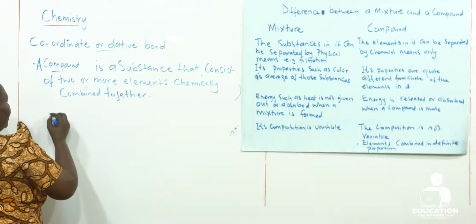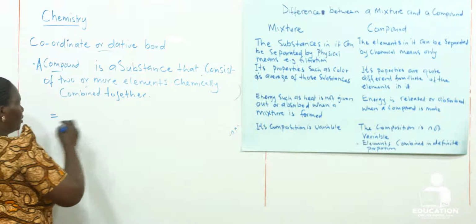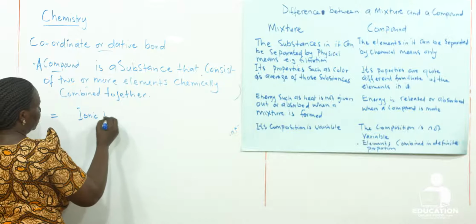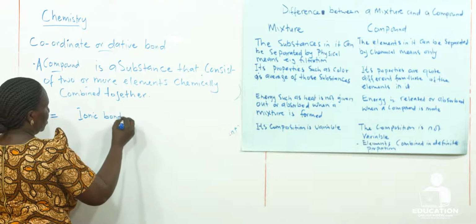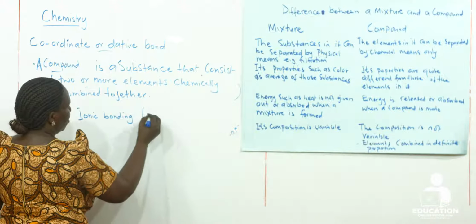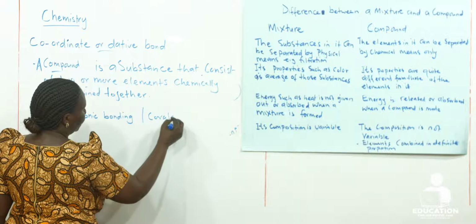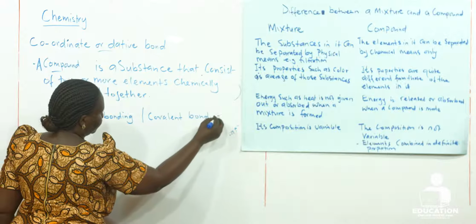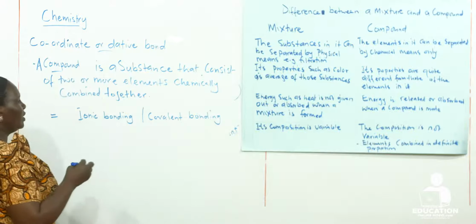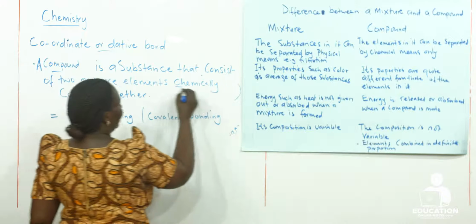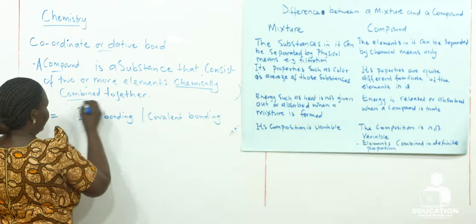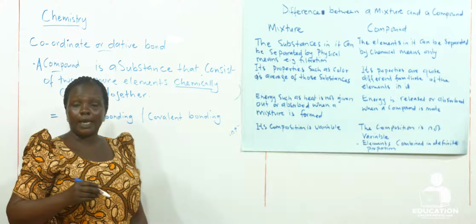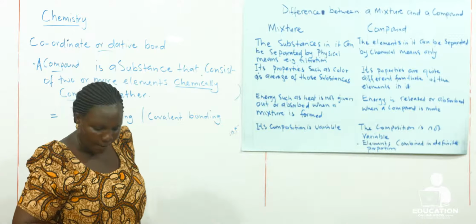So we said elements either combine through ionic bonding or covalent bonding. And when we say chemically combined, it means for a compound to be formed, a chemical reaction must take place.